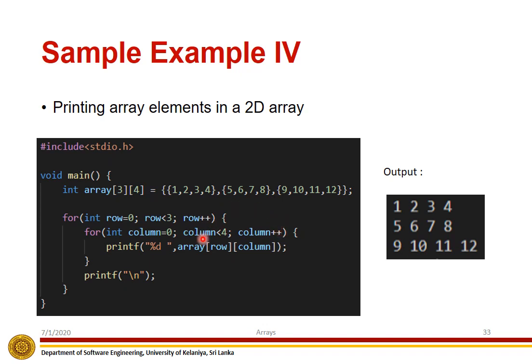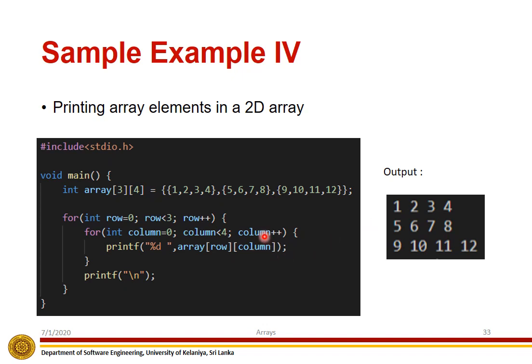So in here now the column value is 1, the row value is 0. 0 1, then 2 will print. Then again 1 plus 1 is 2, 2 is less than 4, 0 2, the element is 3, 3 will be printed. Then 2 plus 1 is 3, 3 is less than 4, 0 3, the 4 will print.